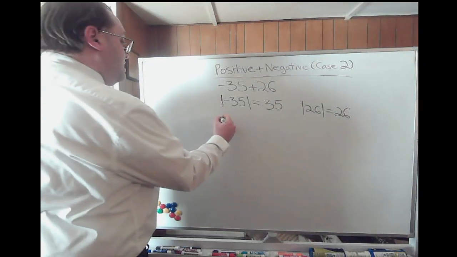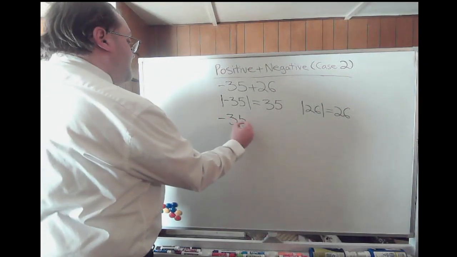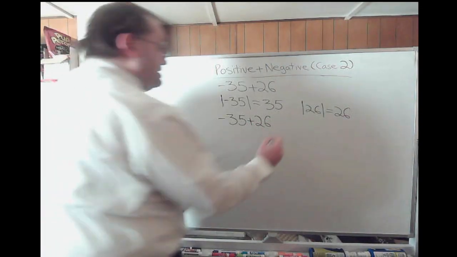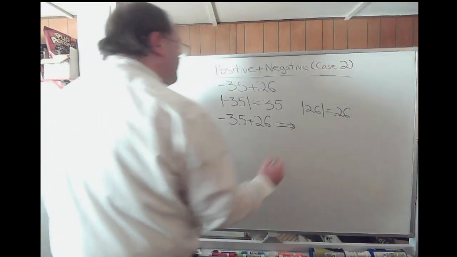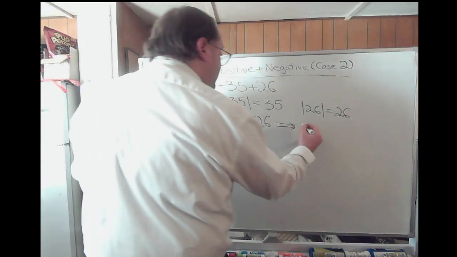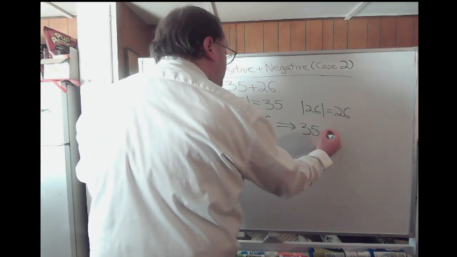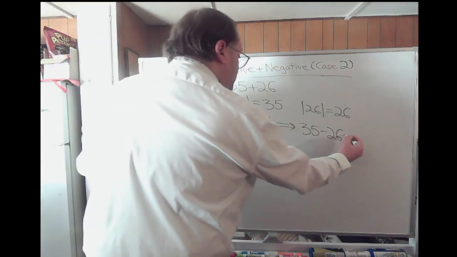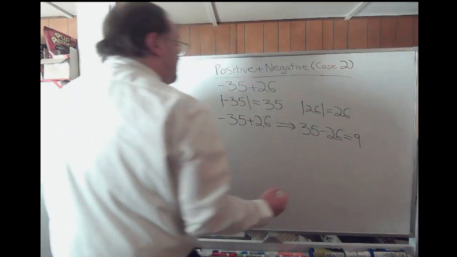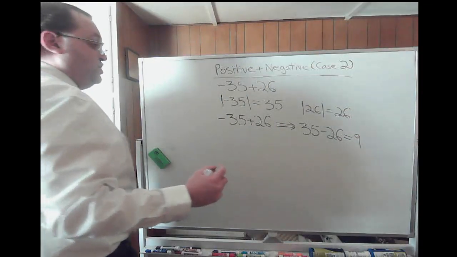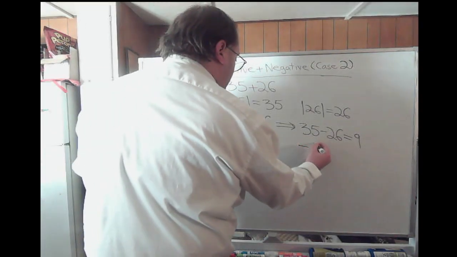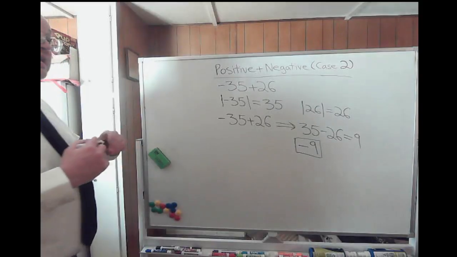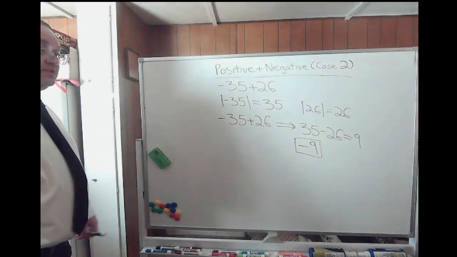So let's rewrite this as negative 35 plus 26 as it originally was. What you can temporarily do is switch this. You can have 35 minus 26, which would just be equal to 9. But since we determined that the solution was going to be negative, you just got to throw a negative on front of the 9. Your answer would be negative 9 for the solution.